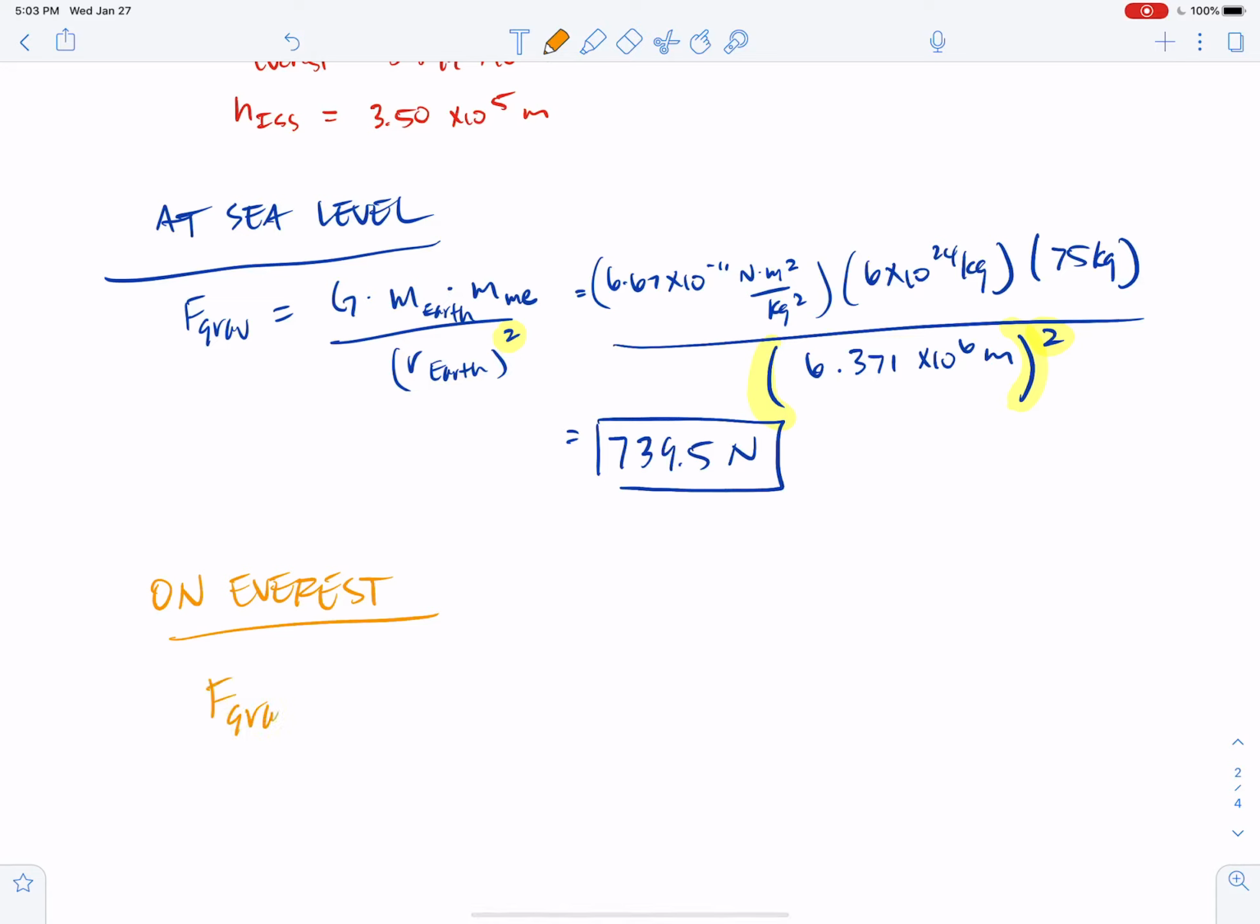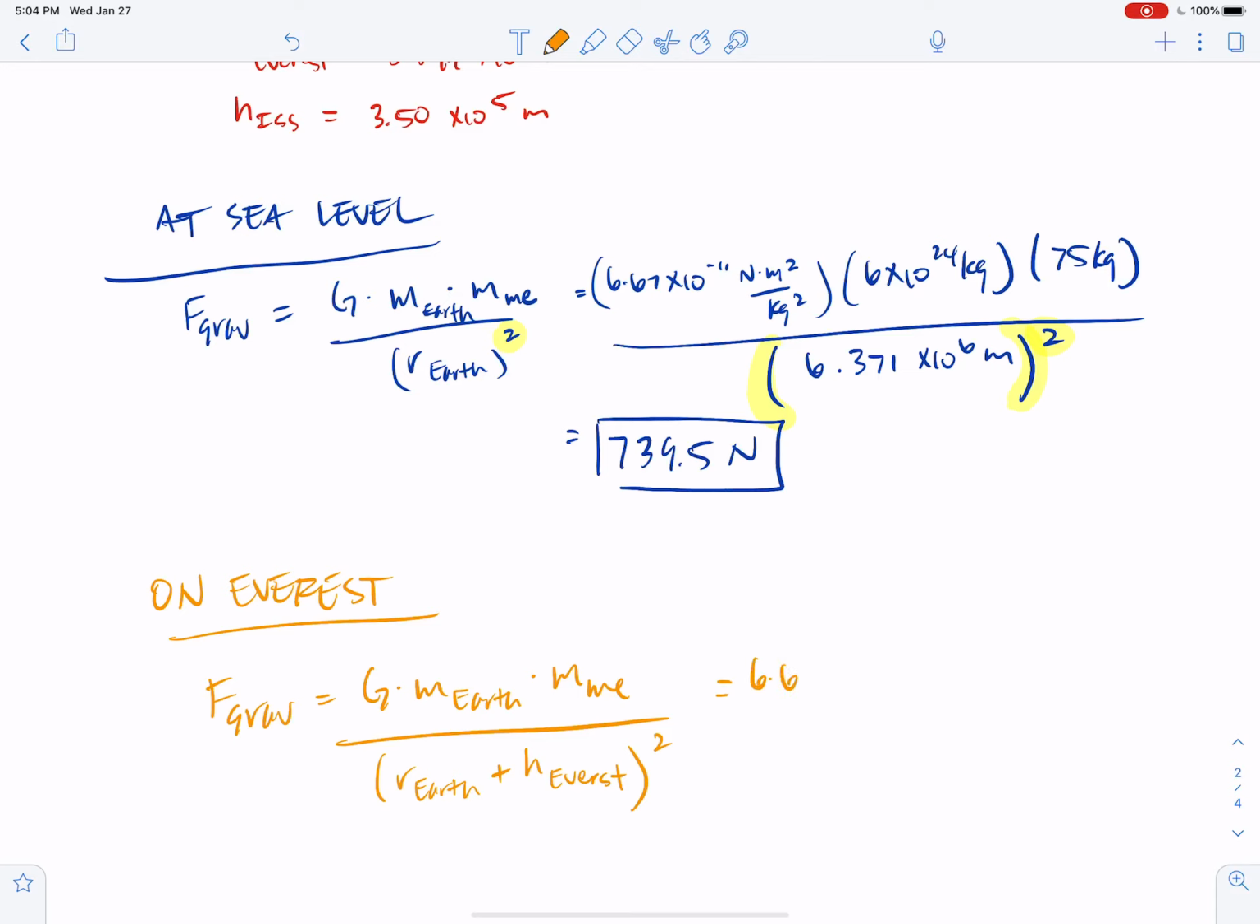Same equation. Same masses. But the distance between the centers of those masses is different. So now we're going to go from the center of Earth to the top of Mount Everest. That means that for the distance, we need to use the radius of Earth as before, plus the height of Everest. And we're going to square that.